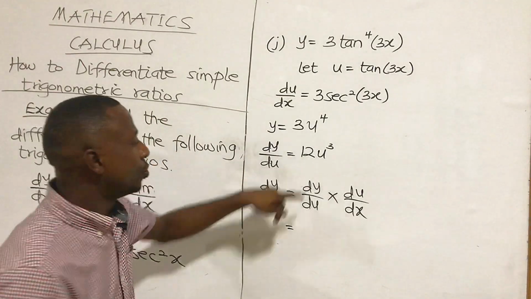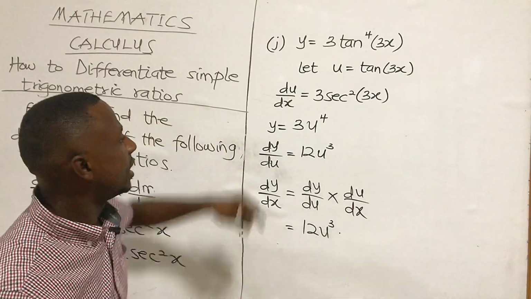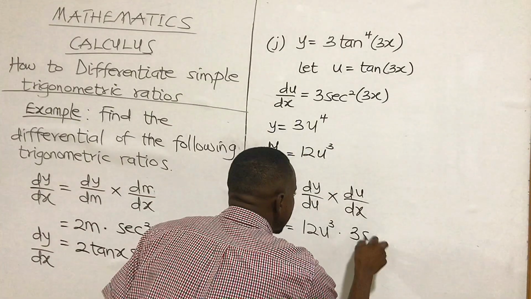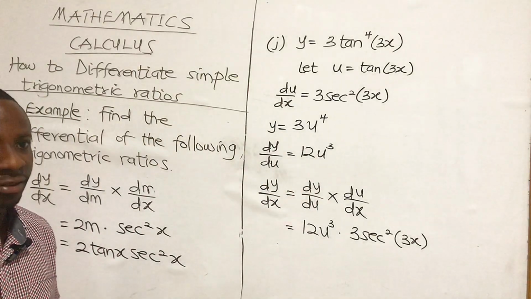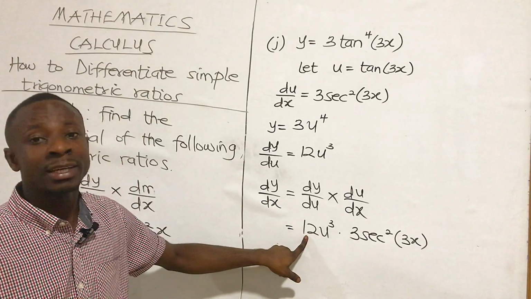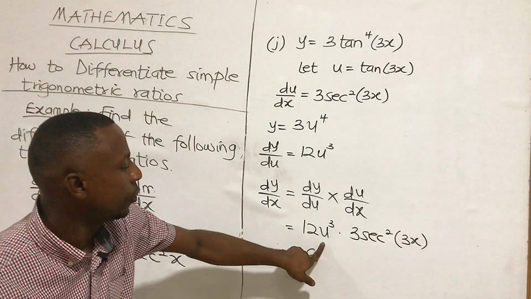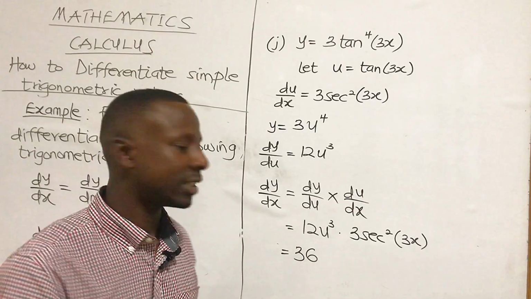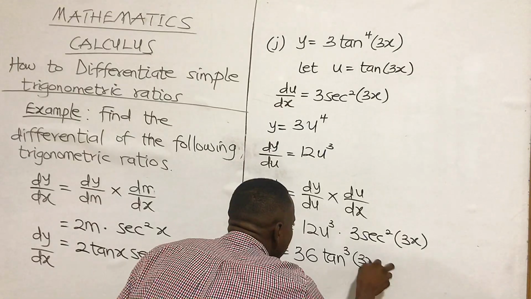Dy over du is giving us 12u cubed. Multiplying du over dx is also giving us 3 sec squared 3x. Now from here, we have 3 multiplying this 12. We are going to get 36. And we have u cubed, but u is tan 3x. So it's going to be tan cube 3x.